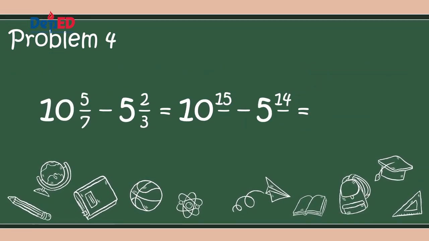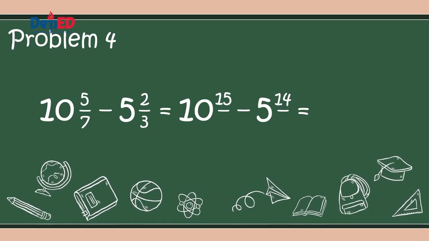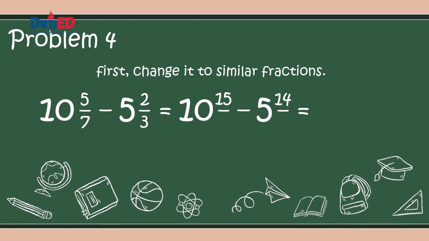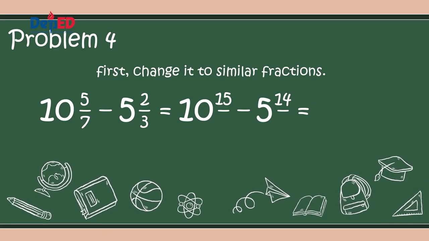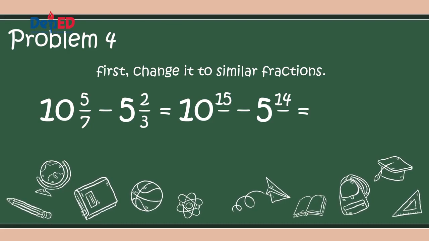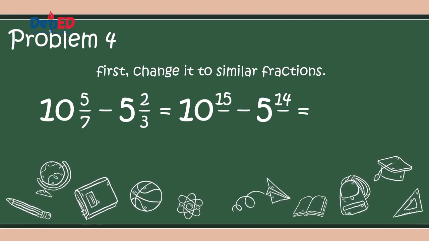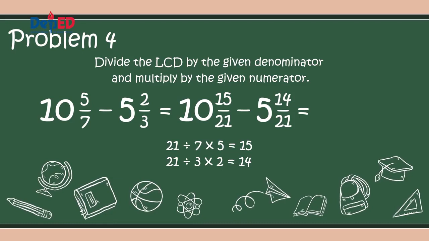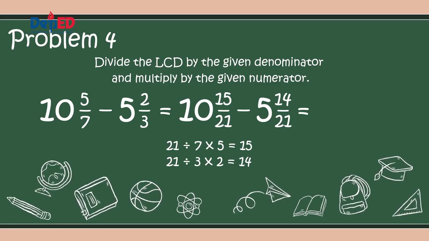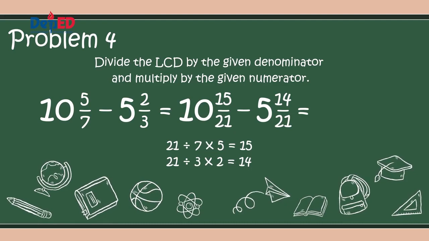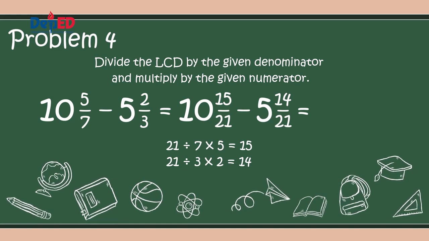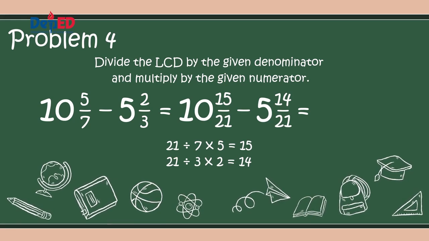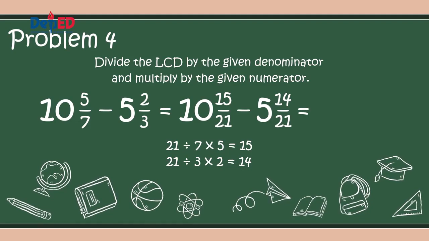Number 4. In subtracting mixed numbers with dissimilar fractions, let us first change it to similar fractions by getting their equivalent fractions through the LCD. What is the LCD of 7 and 3? Yes, it is 21. Divide the LCD by the given denominator and multiply by the given numerator. 21 divided by 7 times 5 equals 15. 21 divided by 3 times 2 equals 14. We have 10 and 15 twenty-firsts minus 5 and 14 twenty-firsts.